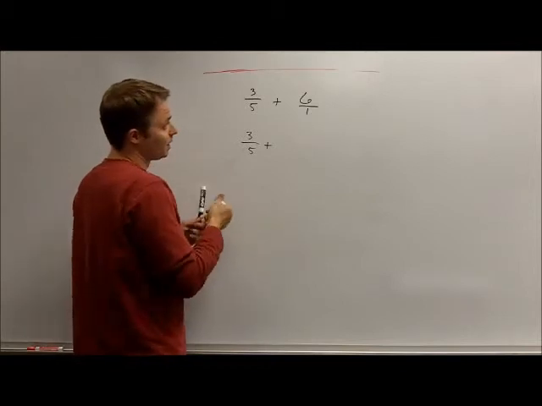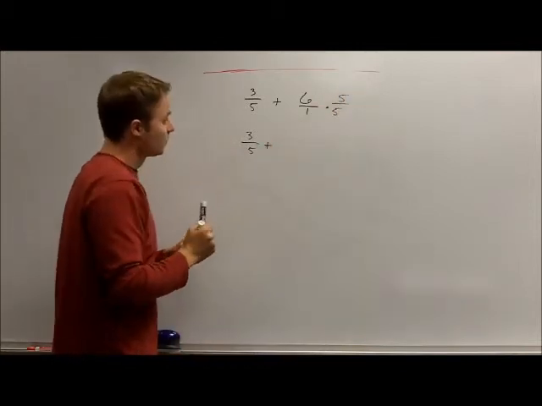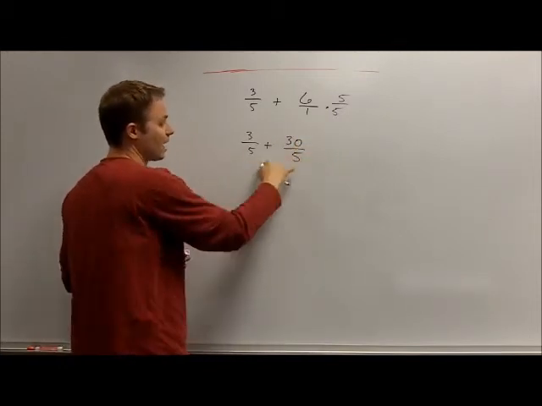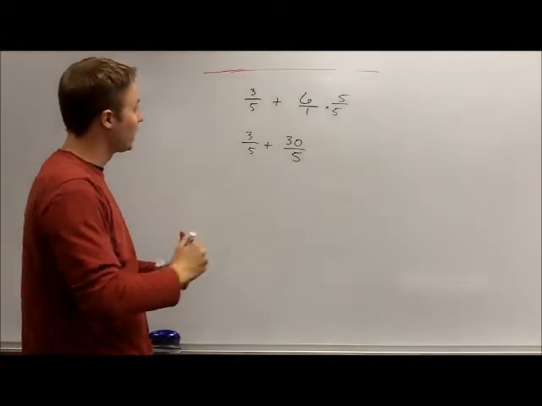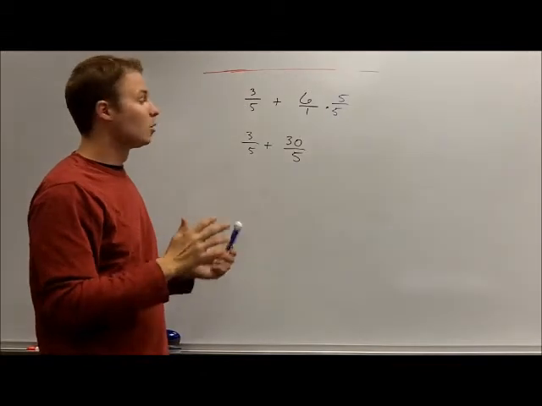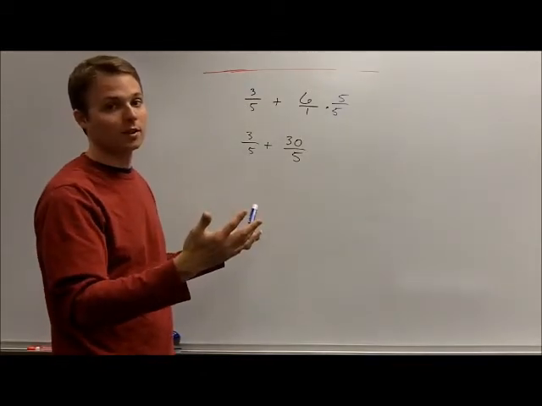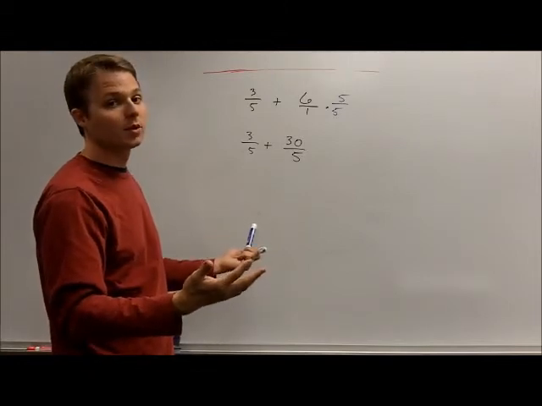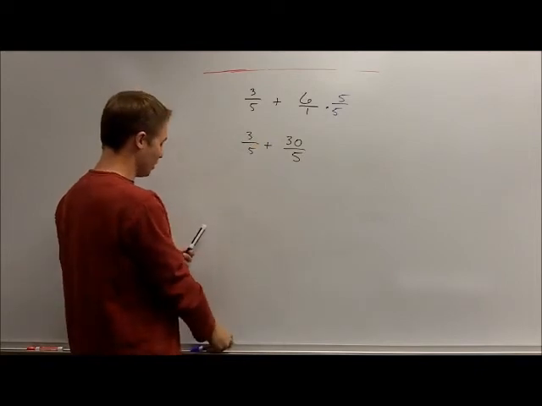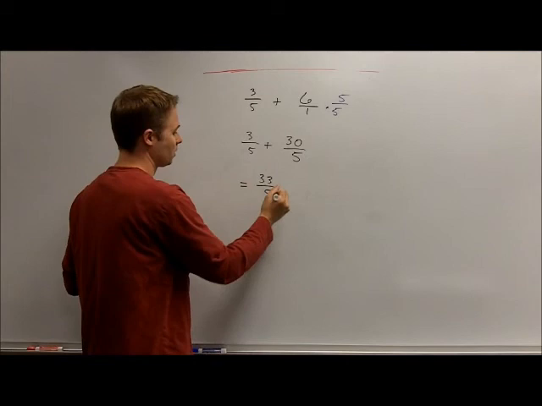But I can multiply this 6 over 1 by 5 over 5. And that will give me 30 over 5. And now I do have common denominators, but I only had to change one of the fractions. So if you don't have to change both of the fractions, don't go through that process. The more steps you do, the more likely you are to make some kind of arithmetic mistake. So the fewer steps you can take, usually the better. So in this case, we have 3 over 5 plus 30 over 5. So this will be 33 over 5.